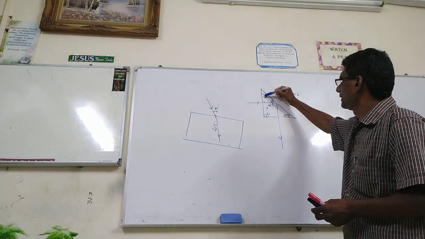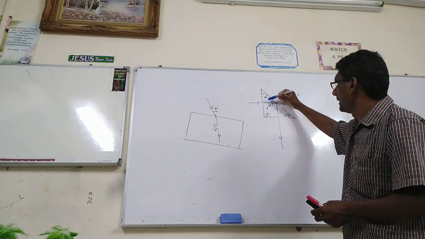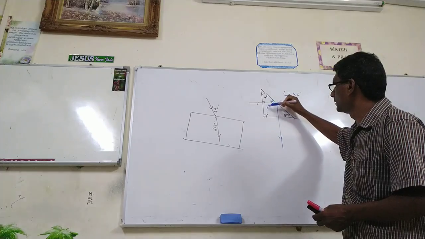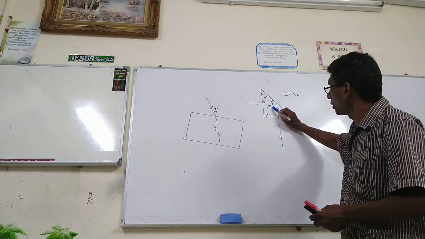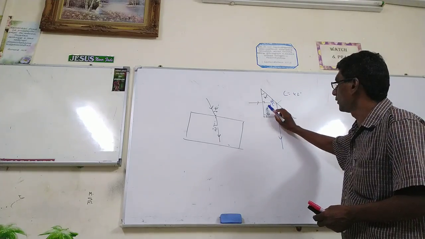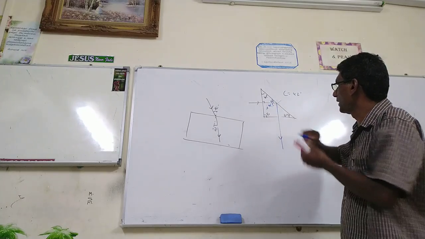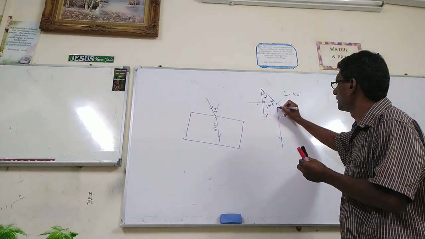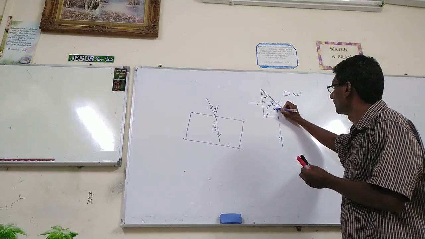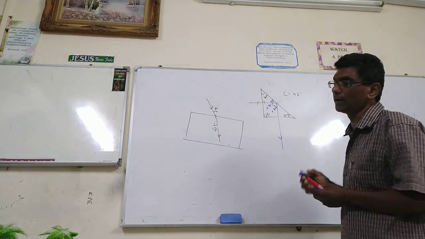It's 45 degrees here, 45 degrees here, and 90 degrees in total. So here 45 degrees, this is I, the incident angle, because it is the normal to the incident light. So this whole thing is 90 degrees. So is this also 45 degrees? This is I, the angle of reflection.